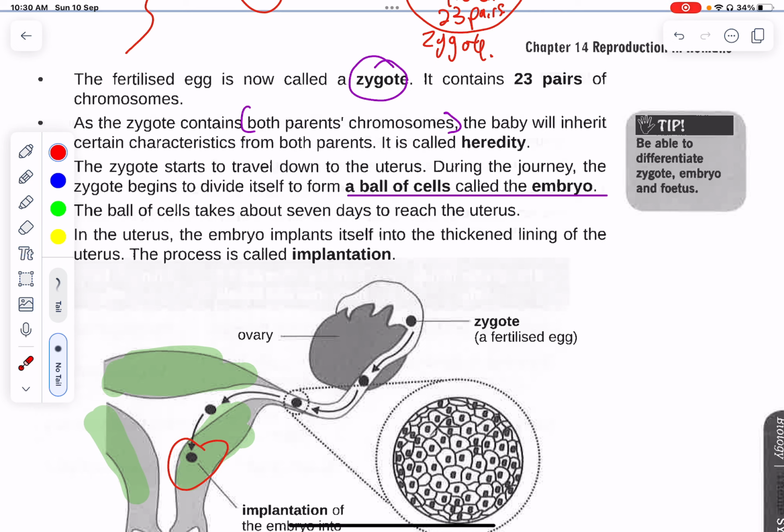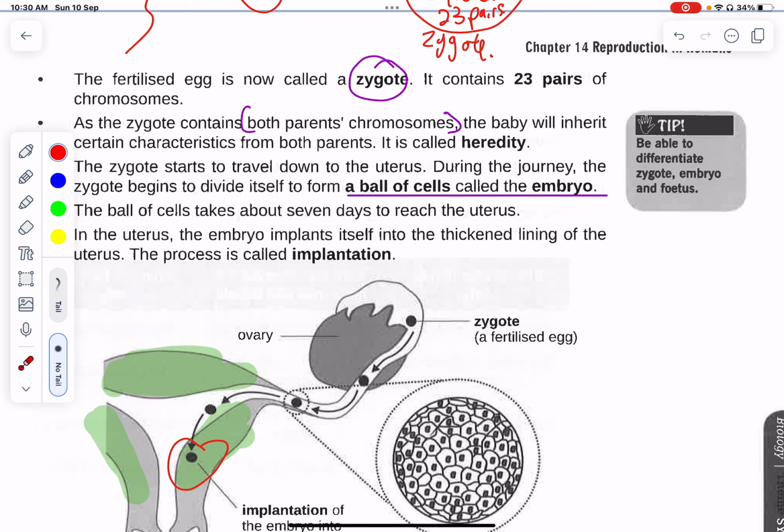Usually this one will carry quite a lot of marks. Okay, as a zygote contains both the parents' chromosomes, the baby will inherit the characteristics from both, which we call heredity. The zygote will then travel down to the uterus. During this journey, it will divide itself to form a ball of cells, which we call the embryo. This ball of cells will take about 7 days to reach the uterus, and subsequently the embryo will implant itself onto the lining of the uterus.